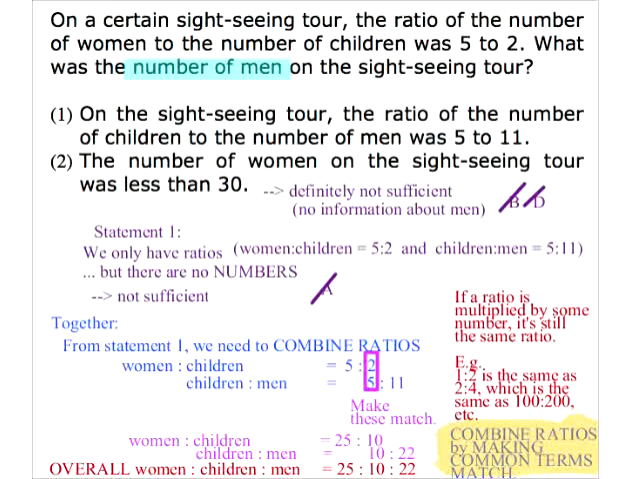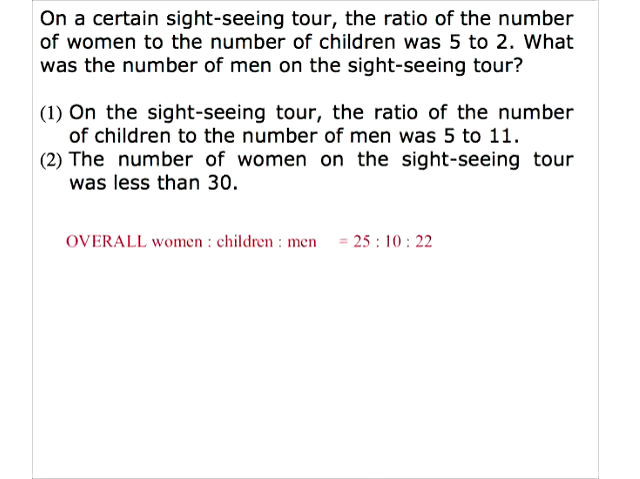Joshua says you can do that, but it's not really going to help you because you want the overall ratio. If you do that, you're just going to get women to men. If you need the overall ratio, that's not terribly helpful. But yes, that's valid, and in some problems that may be all that you need to do. So that does work. What we've learned from statement 1 is that the overall ratio of women to children to men is 25 to 10 to 22.